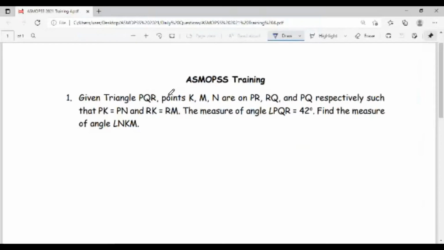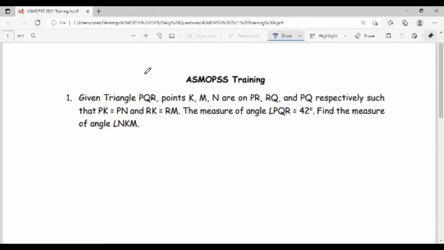Given triangle PQR, points K, M, and N are on PR, RQ, and PQ respectively, such that PK is equal to PN and RK is equal to RM. The measure of angle PQR is 42 degrees. Find the measure of angle NKM.